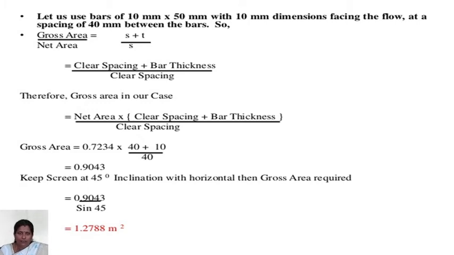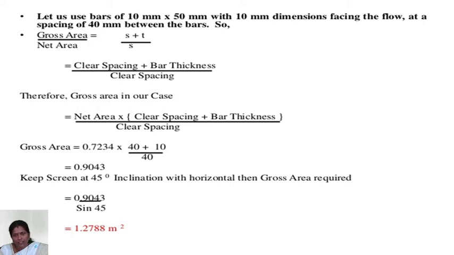So here you find out the areas. Gross area divided by net area equals (S plus T) divided by S, that means clear spacing plus bar thickness divided by clear spacing. Therefore, gross area equals net area into (clear spacing plus bar thickness) divided by clear spacing. Substituting all values, net area is already found from the quantity, into clear spacing between bars 40 mm, bar thickness 10 mm, divided by clear spacing 40 mm.